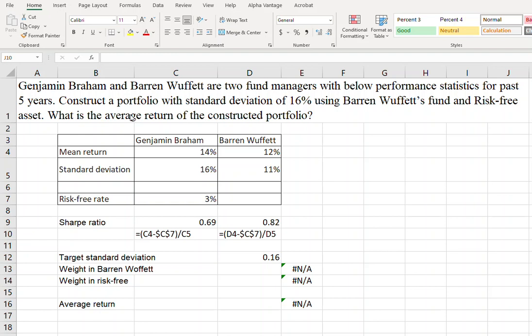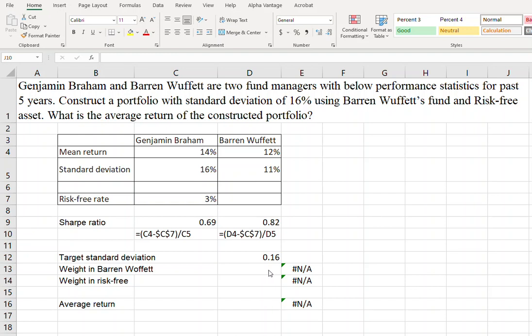So our portfolio will only contain Woofet and risk-free assets. Now notice we're trying to get a target standard deviation of 16%, but Woofet only has a standard deviation of 11%. So the way that we would increase this is by going opposite of something else, or taking more of Woofet. Since the risk-free has a standard deviation of 0, we know we're going to get risk-free.